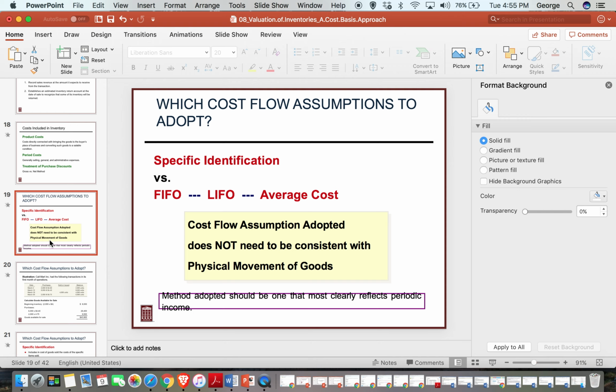Other approaches are FIFO, LIFO, and average cost. What's interesting is that you may use FIFO, and that doesn't mean that your inventory has to be first in, first out. In order to be GAAP, it does not need to be consistent. It's helpful. If the cost flows are first in, first out, then we probably should use that. But it's not required. It does not need to be consistent with the physical movement of goods. Goods might be FIFO, but the physical movement of the goods might be closer to LIFO than FIFO.